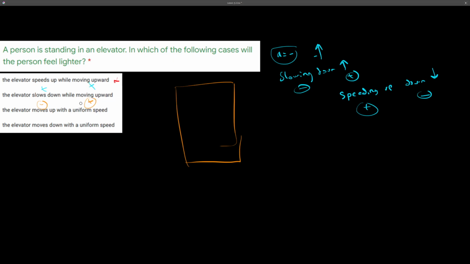The elevator moves up with a uniform speed. Here there's no acceleration at all, right? Uniform speed means acceleration is equal to 0. So you won't feel lighter or heavier. You're just going to feel like your normal weight. So this is going to be wrong. And finally, the elevator moves down with uniform speed. Again, uniform speed means acceleration equals 0. So you won't change your weight. So the only case is B, where you slow down and you're going upwards. So this is the correct answer.